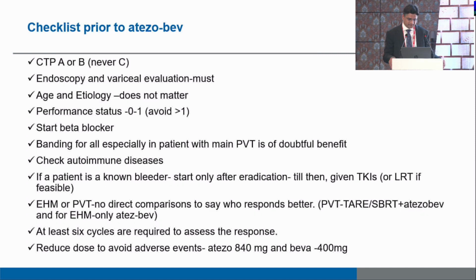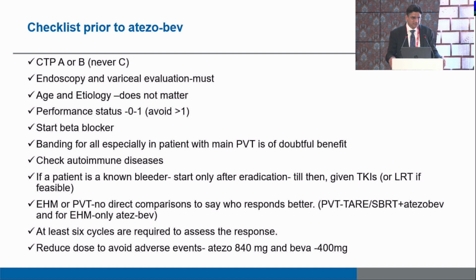So, a checklist prior to atezolizumab, which I usually use in my clinical practice. Child A or B is a good patient for atezolizumab, never C. Good performance status is a must. Avoid it in more than one. Age and etiology do not matter. Endoscopy evaluation is a must, but not banding for all, especially in patients with main portal vein thrombosis. I don't do banding for patients with main portal vein thrombosis. Start a beta blocker. If you are a fan of simvastatin, you can also start simvastatin. Check for autoimmune diseases. If a patient is a known bleeder, start only after eradication of the varices. Till then, you can start them on TKIs. Also consider extrahepatic spread and portal vein thrombosis.